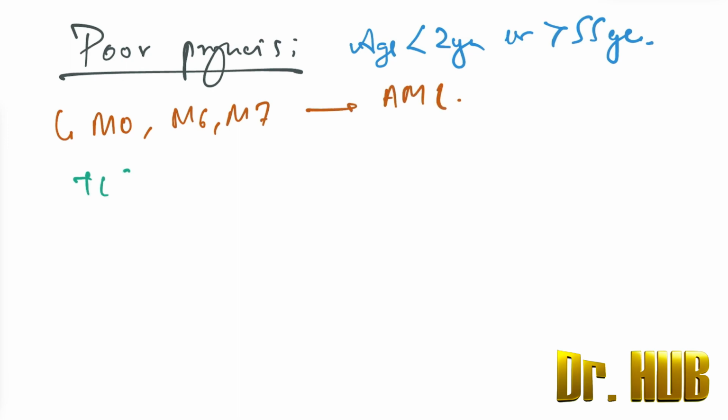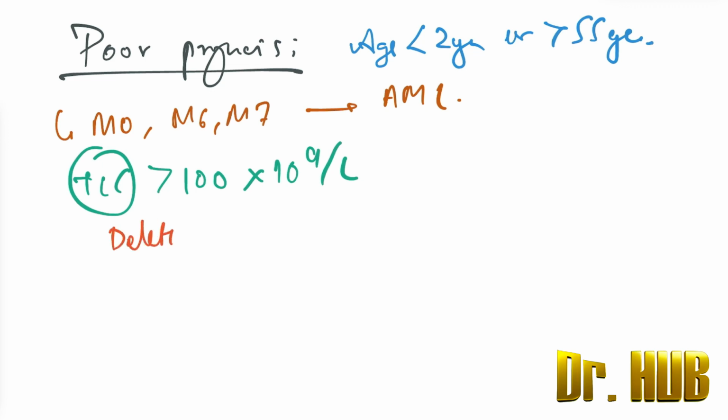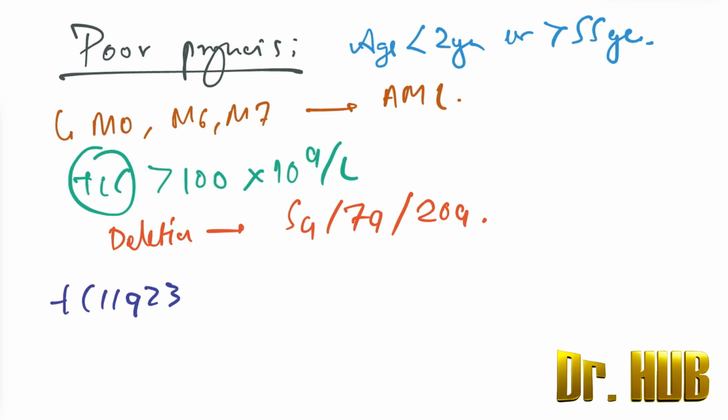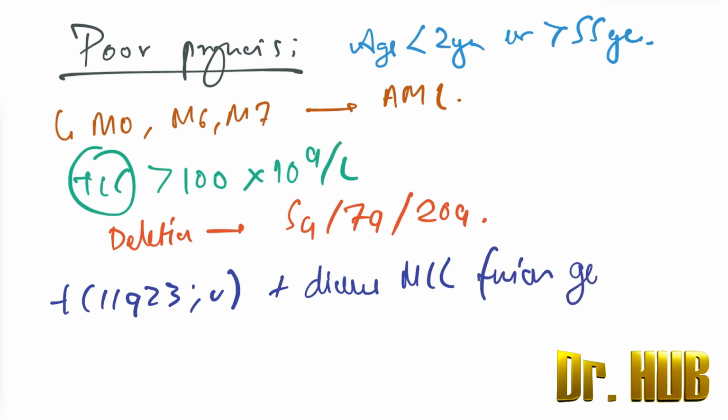Then there is also the TLC. TLC is greater than 100 into 10 to the power 9 per liter. Then comes the deletions. The deletions are 5q, 7q as well as 20q. What are the genes which are having poor prognosis? There is t(11;q23), with diverse MLL fusion genes.